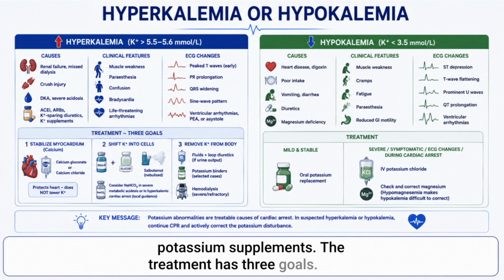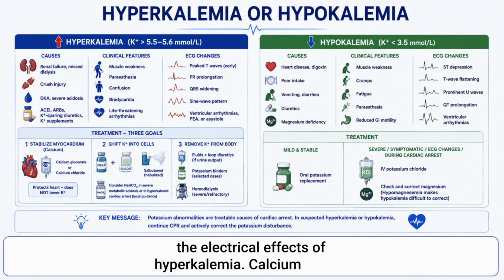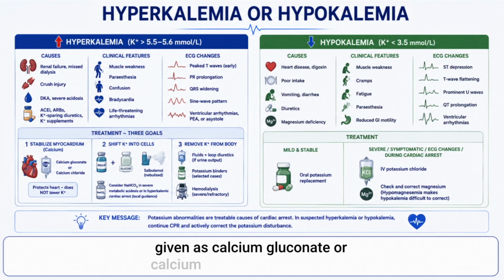The treatment has 3 goals. First, we stabilize the myocardium with intravenous calcium. This does not lower the potassium level, but it protects the heart from the electrical effects of hyperkalemia. Calcium can be given as calcium gluconate or calcium chloride, depending on local protocol and IV access.